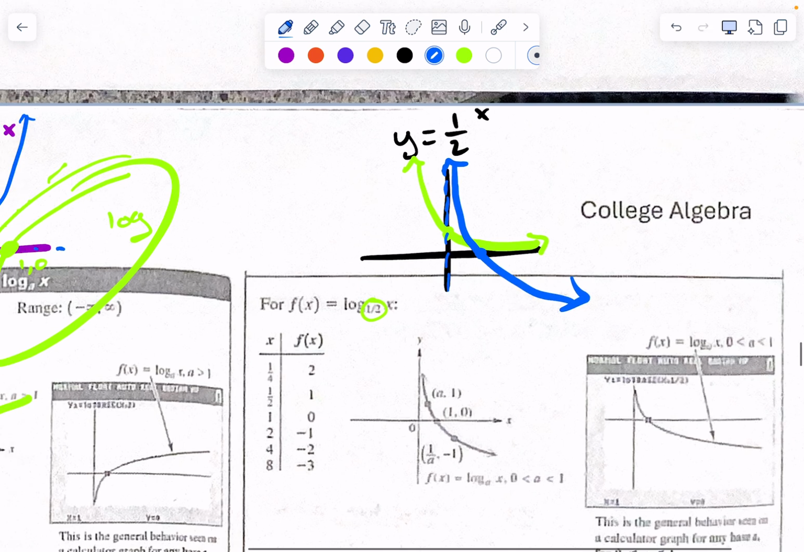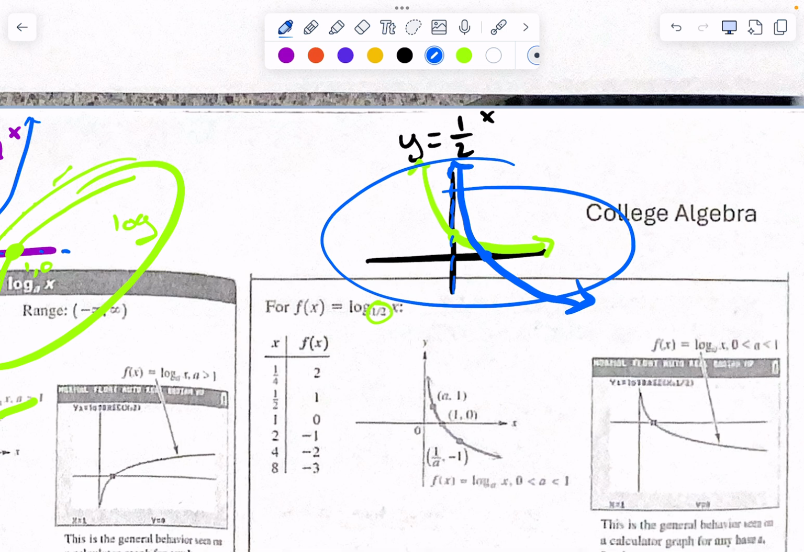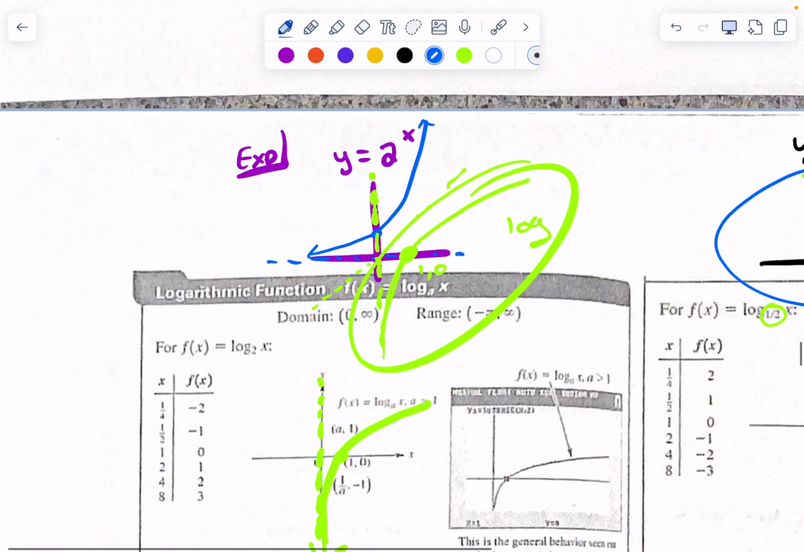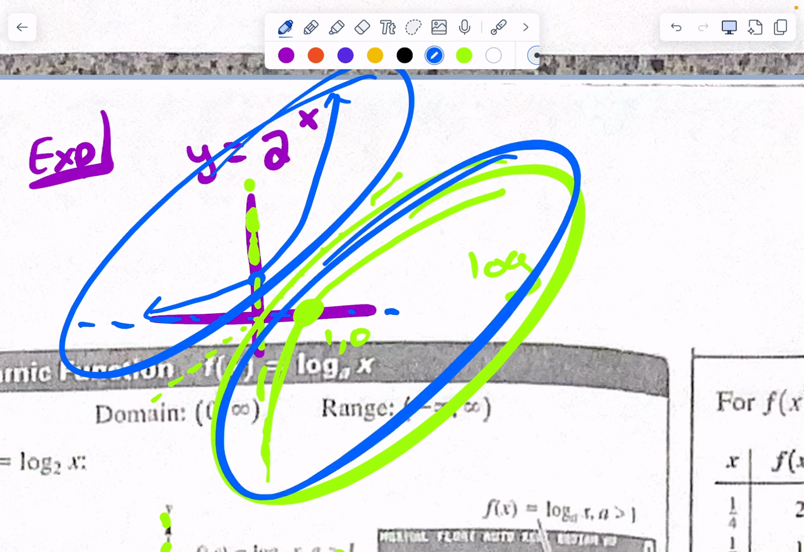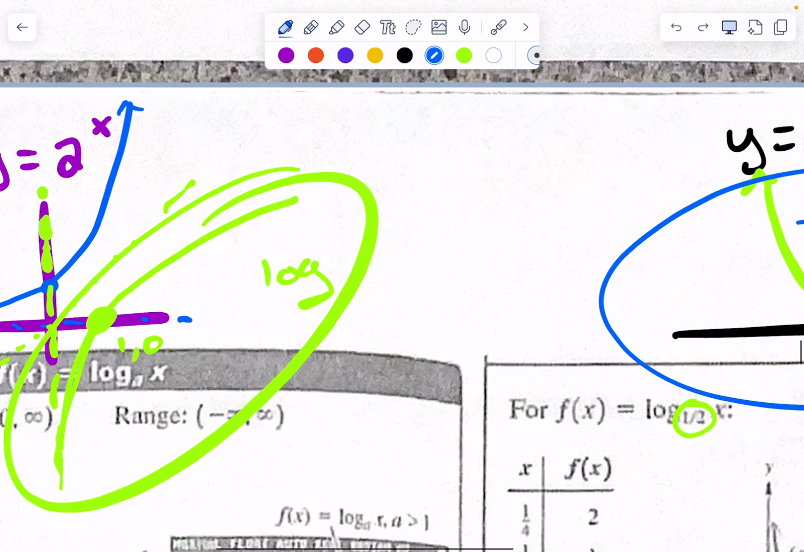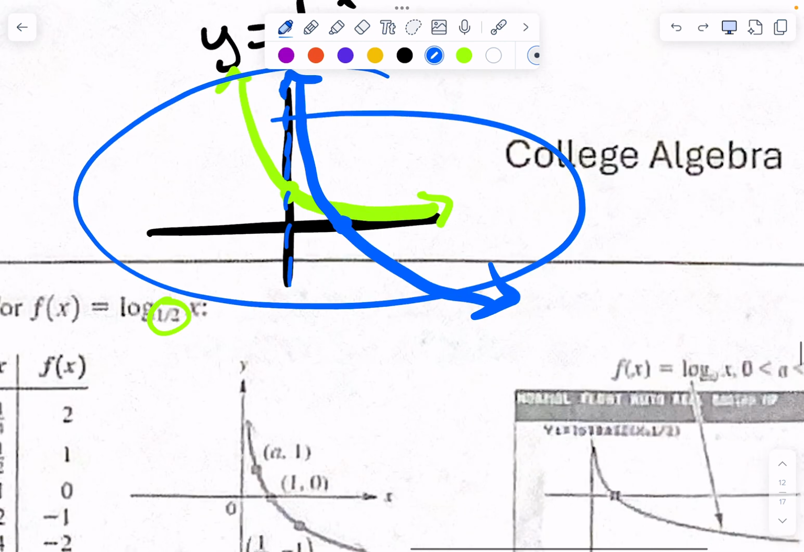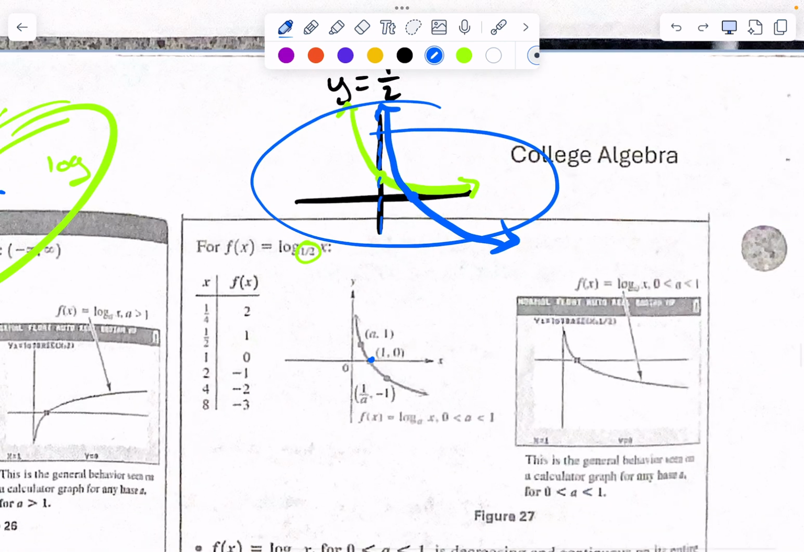So if it's an exponential decay, these two graphs will crisscross each other. If it's an exponential growth, they will not cross. That'll be like an H kind of thing that's being made, versus this one which is going to crisscross. So log base 1/2 will cross here at 1, 0. It'll go up to infinity forever, and then it'll kind of loop out like an exponential function.